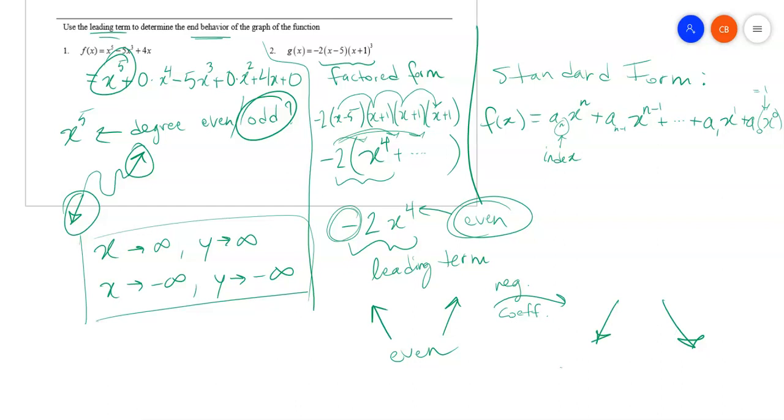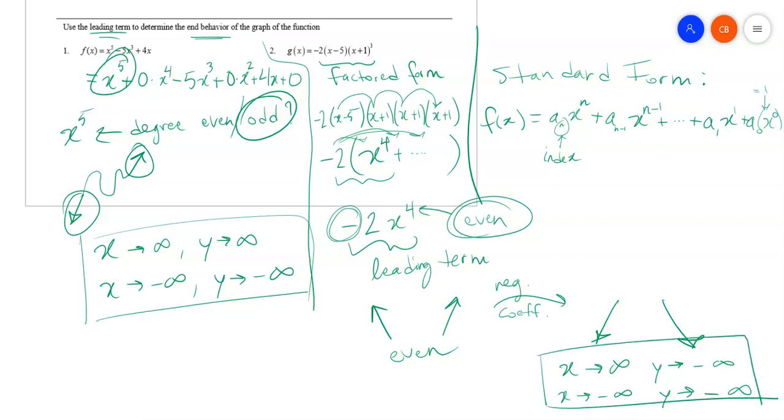And so we can say that as x approaches infinity, which is this direction over here, we have that y is going down, so it's going to negative infinity. And then as x approaches negative infinity, which is coming to the left in this direction, we have that y is approaching also negative infinity. So this would be the proper end behavior for this function.